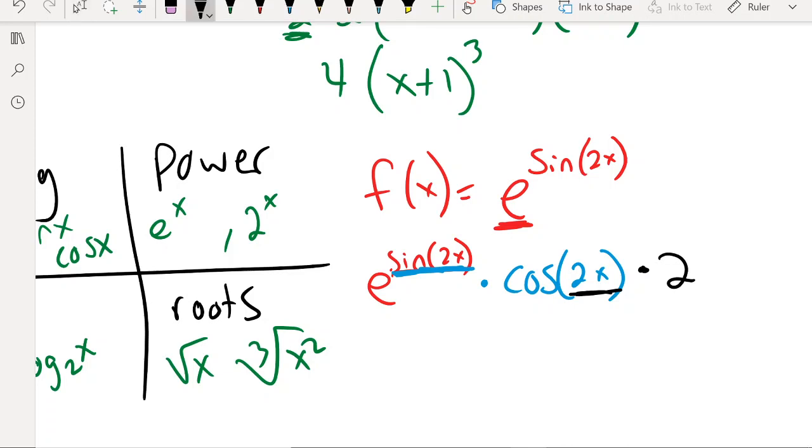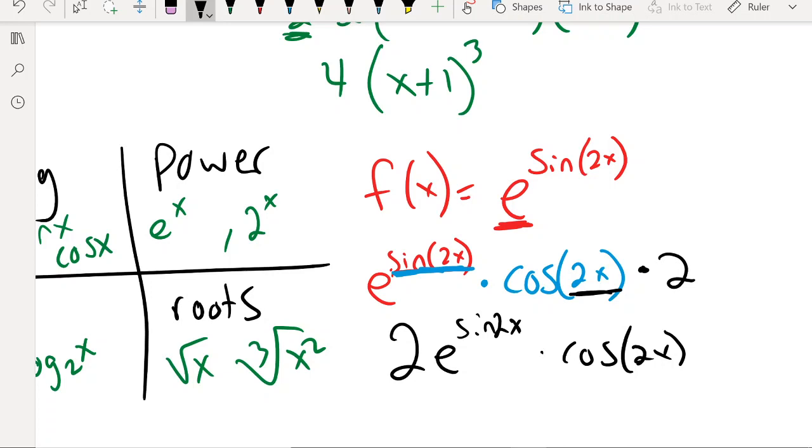We can clean this up just a little bit. I'll put the 2 first. And I don't know if I want to put them in reverse order or not. I think I'll do 2e to the sine of 2x times cosine of 2x. I don't know. That's about as clean as I can make it look, I suppose. But that's chain rule and chain rule of a chain rule.